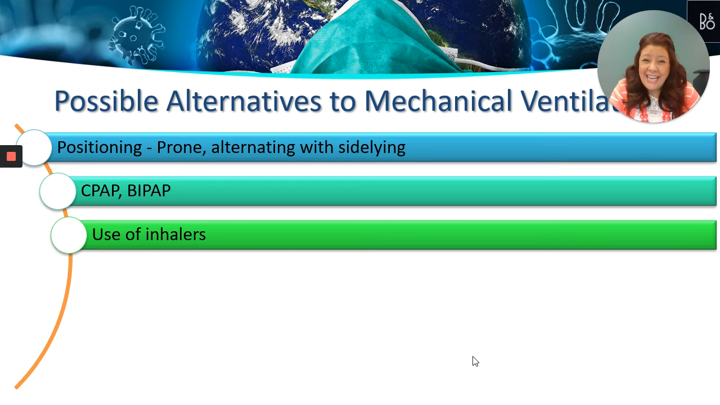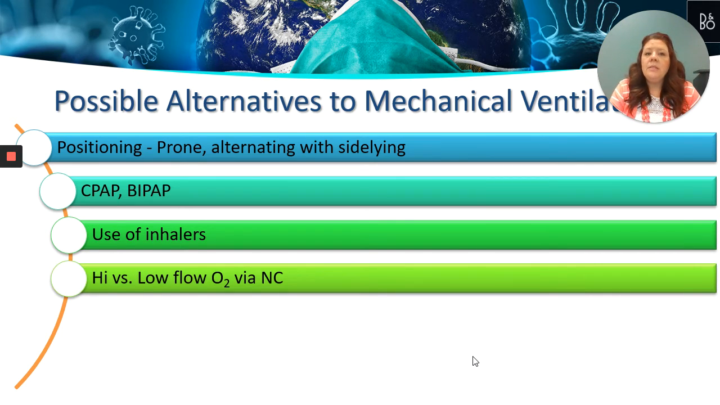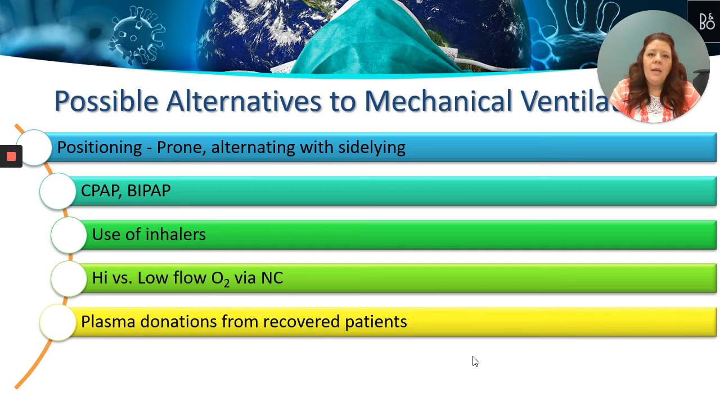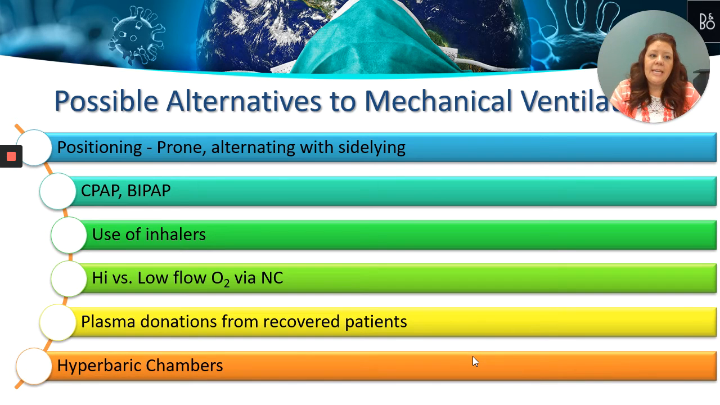bi-level positive airway pressure, so it's pressure not only when you breathe in, but also when you breathe out. Also using inhalers to open up those airways. They may try, obviously, to go the route of delivering oxygen via nasal cannula up to high flow levels if possible. Another thing we're seeing a lot of information about is plasma donations from recovered patients, which is exciting. And some countries are actually using hyperbaric chambers to see how that affects folks, if they can use that instead of actually putting them on a mechanical ventilator.